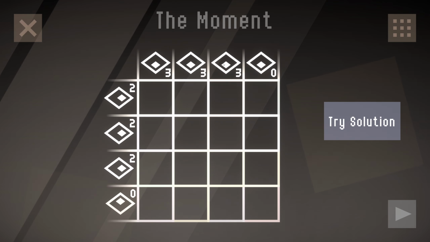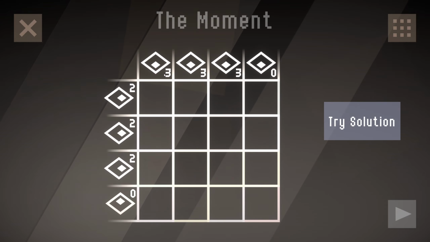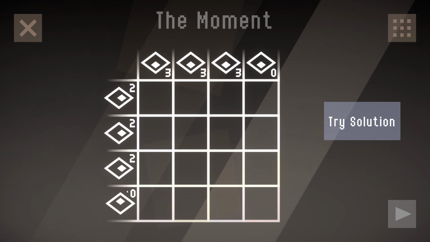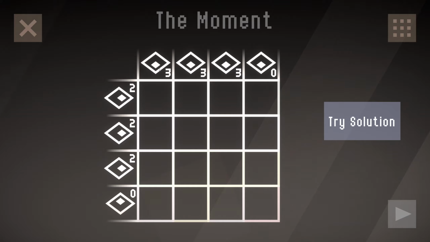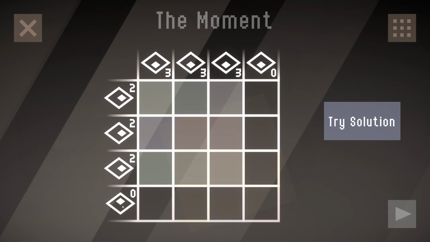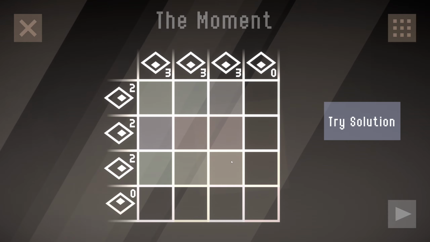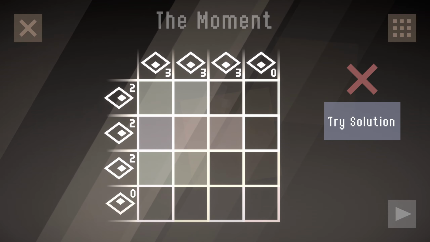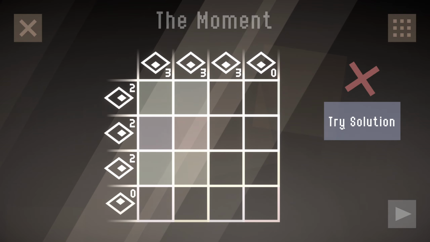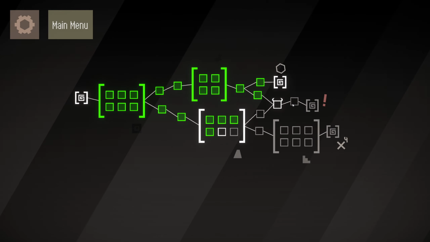The moment. The moment I realize the puzzle is broken? There's some mechanic I fundamentally do not understand here. 3, 1, 2, 3. 3, 1, 2, 3. 3, 1, 2, 3. 0, 0, 2. I do not understand that at all.